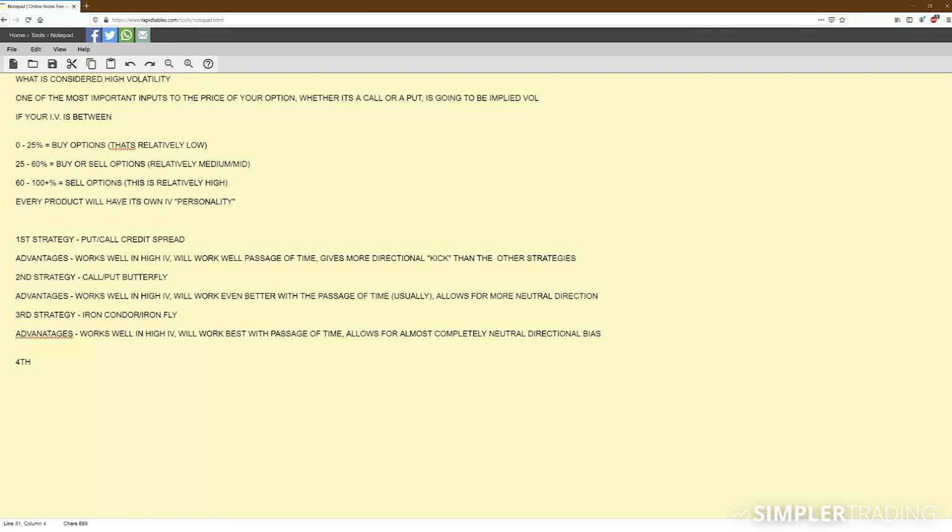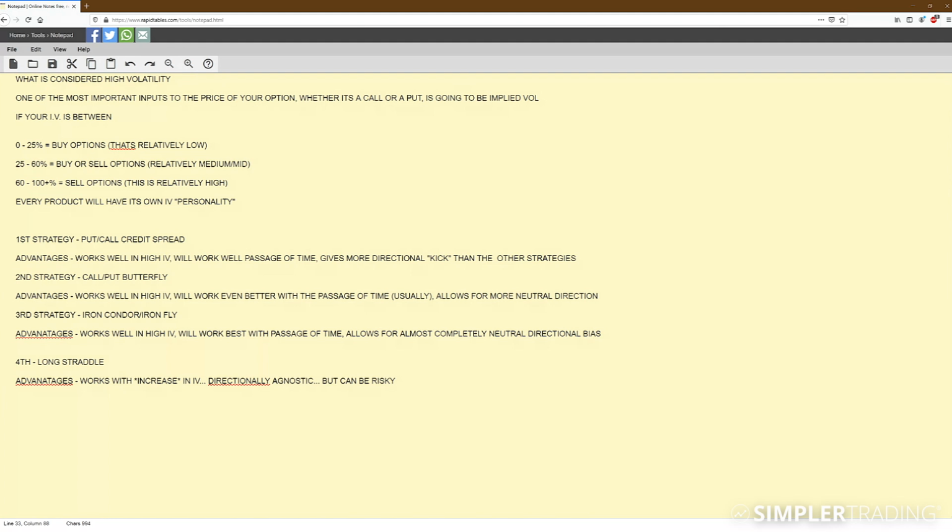Now, the fourth one that we talked about is a straddle, long straddle. Works with increase in IV. Directionally agnostic. Alrighty. So I think that's what we got.